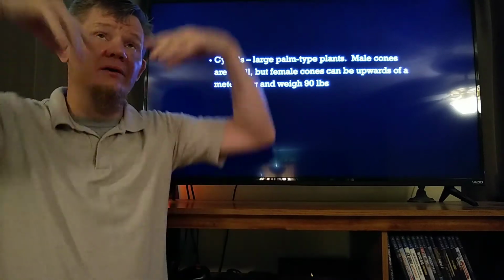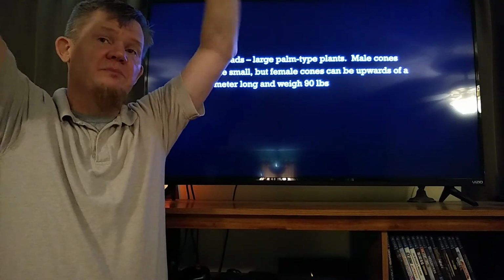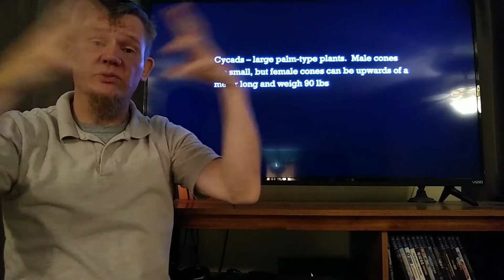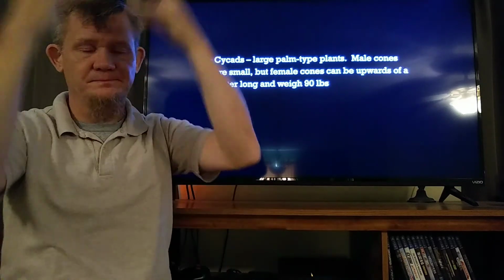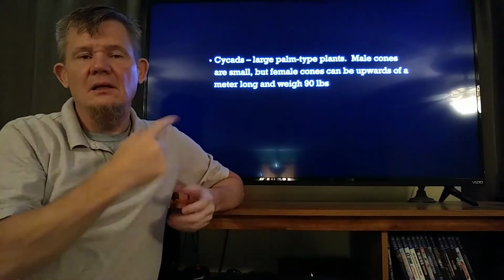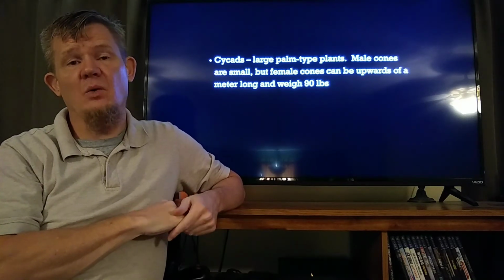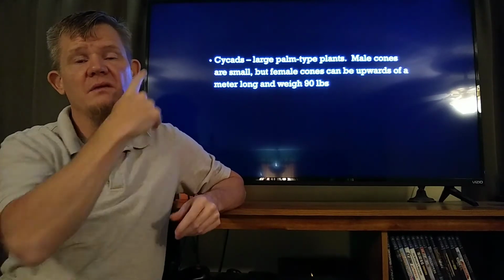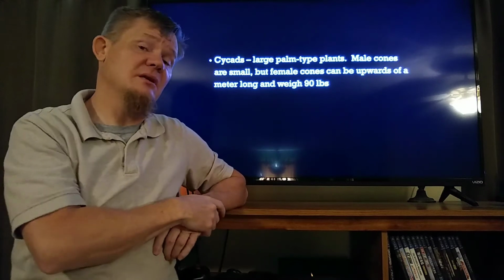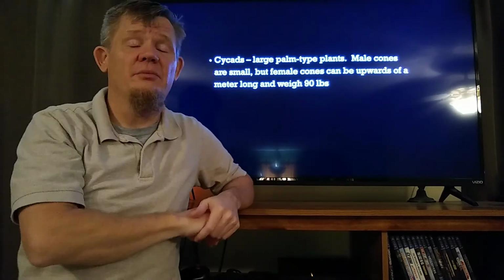Male cones are found at the top of trees, and they release pollen which drifts down to the female cones, which are in the middle and the bottom of trees. The male cones are small, but the female cones can actually be quite large. Some female cones on these cycads can be up to 1 meter long and almost 100 pounds.